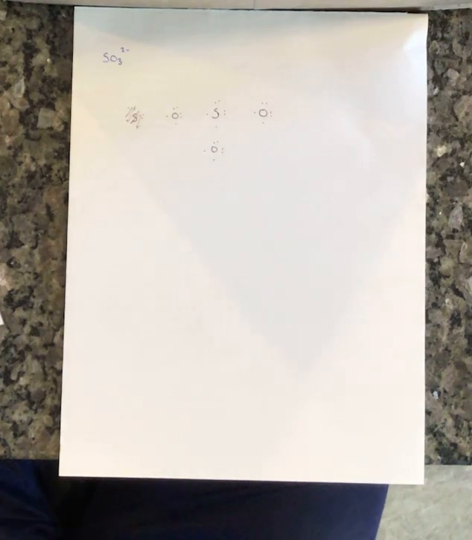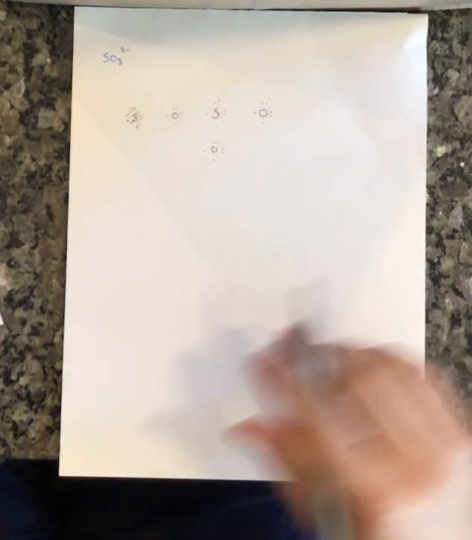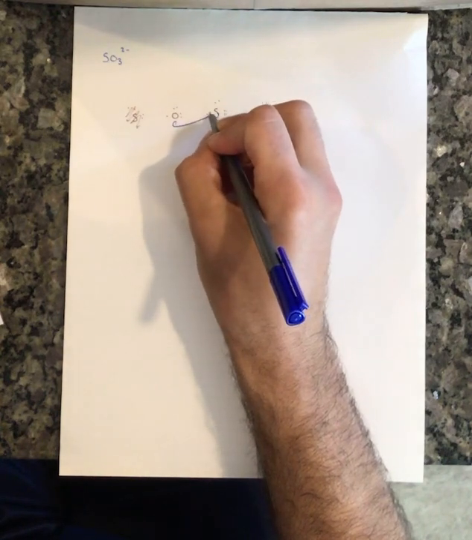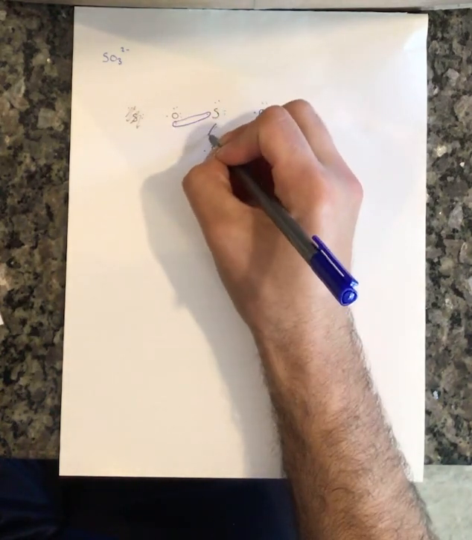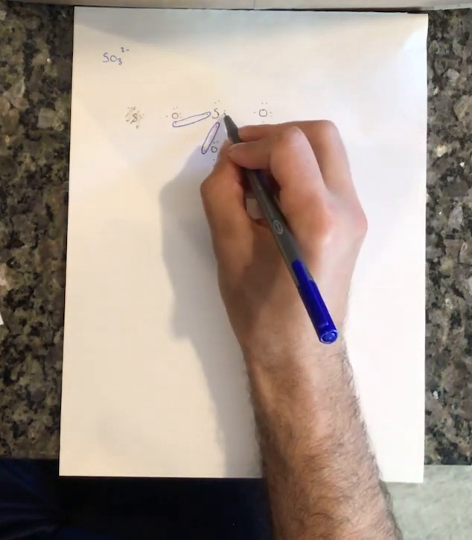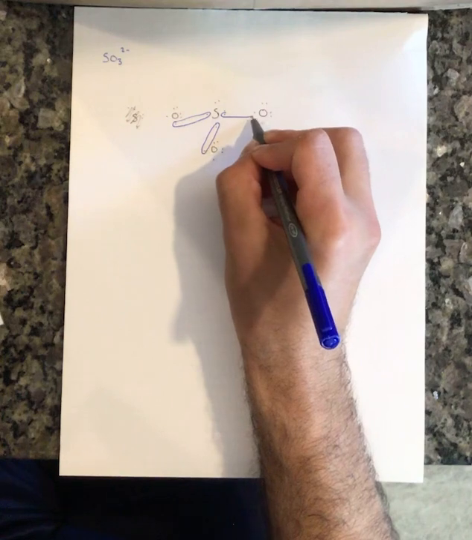Now, step number 1. Everything needs to be connected to the central atom. So my first oxygen electron is going to go here. My second one's going to go here. And then just like last time, I'm going to have to break this up.